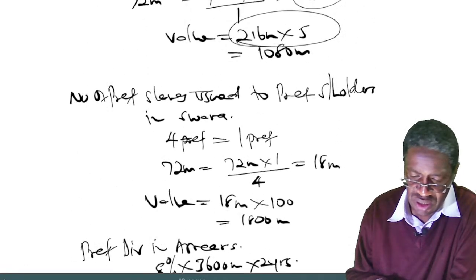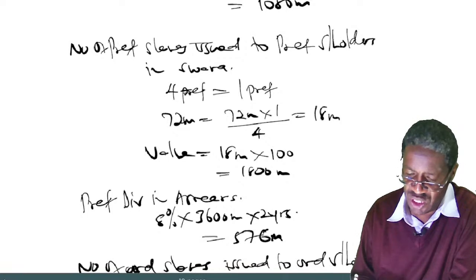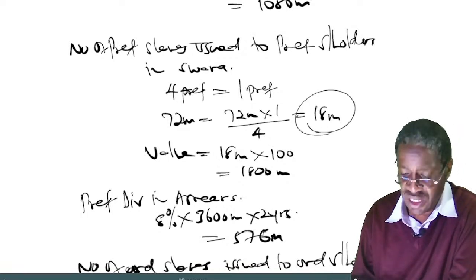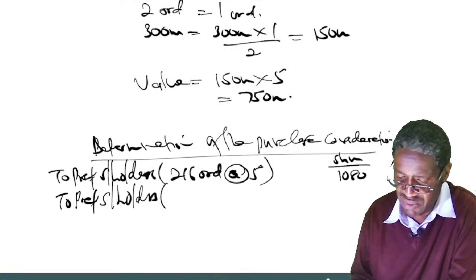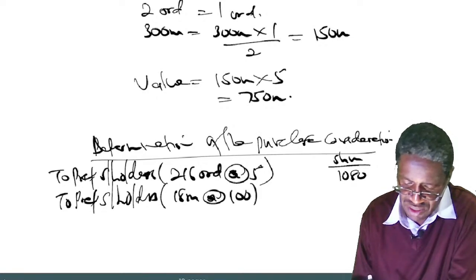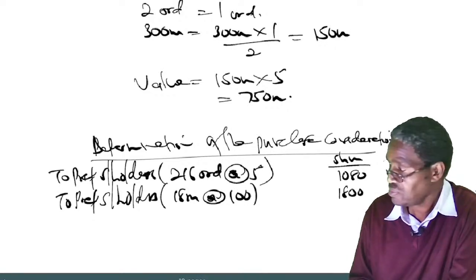We gave them preference amounting to how many? Where is it? Here. Number of preference shares issued to preference shareholders. We got 18 million. Are you seeing it there? At how much? At 100 each. That gave us 1,800 million. Good. So we gave them 18 million at a credit of 100. That gave us 1,800. Good. Next.